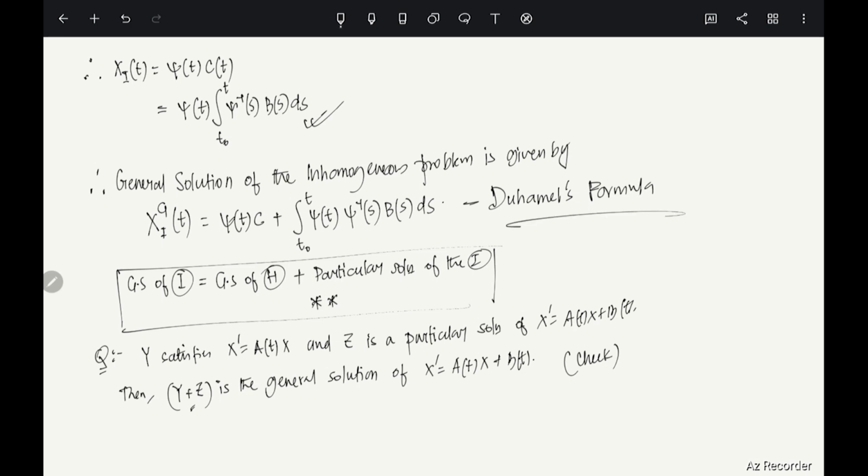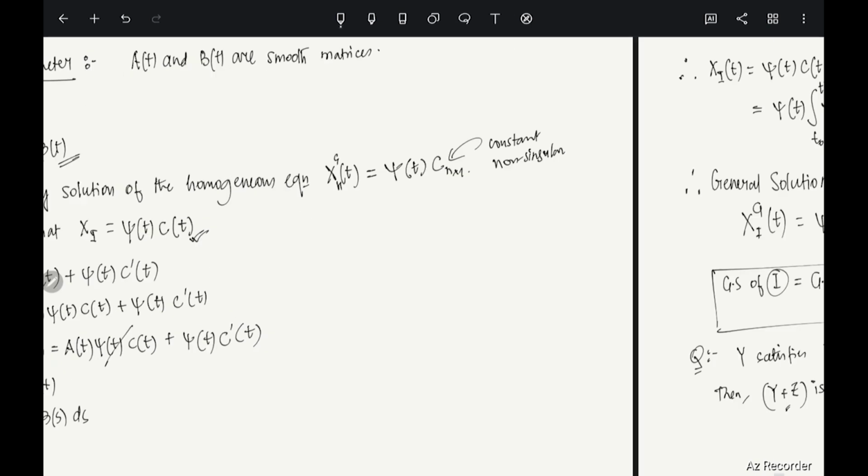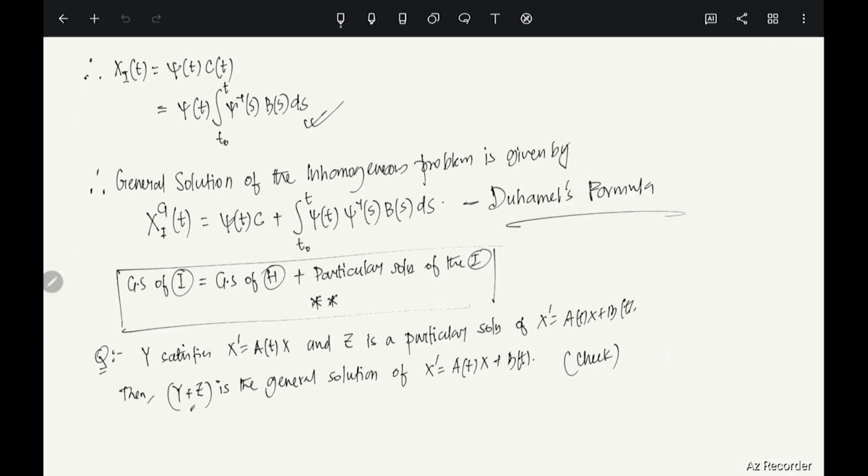So basically, given a fundamental matrix of the homogeneous problem, any solution of the inhomogeneous problem will look like the general solution of the homogeneous problem plus a particular solution of the inhomogeneous problem. And how does that particular solution look? It is the integral from t naught to t, phi of t. This is independent of s, so you can take it outside. Phi inverse of s, b of s, ds. Clear?